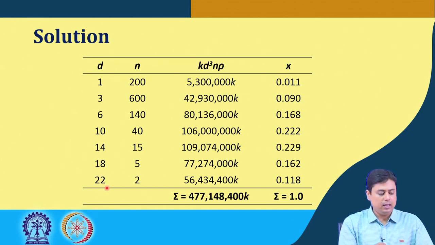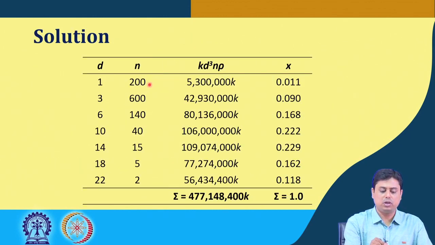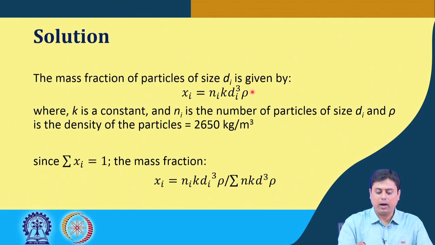Okay. Then this n we have written here. This is 2000, this would be 2000, this is a mistake here. So, this is 2000, 600, 140, 40, 15, 5 and 2. And then we find what this parameter would be, because eventually we have to calculate this expression to get the mass fraction from the number. So, here we have n_i, k, d, rho.